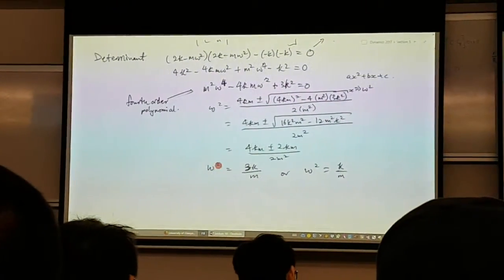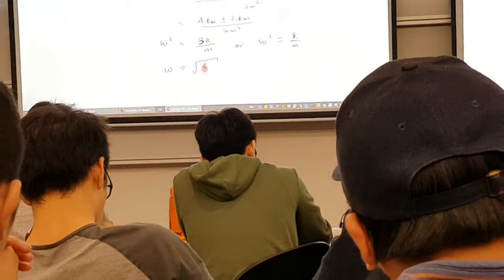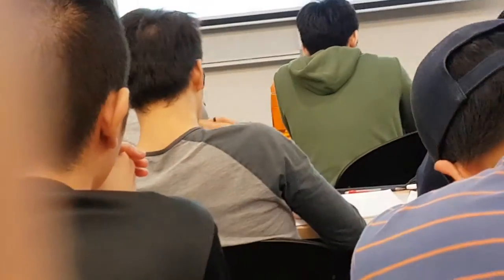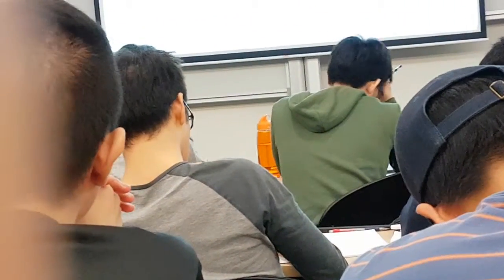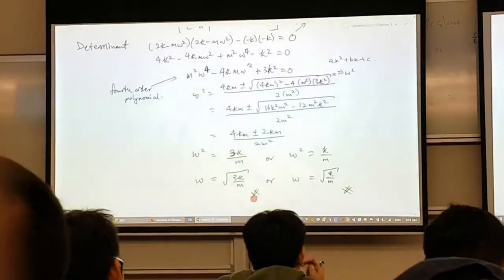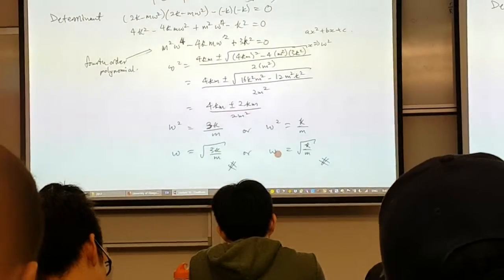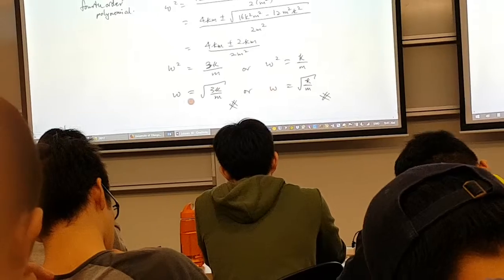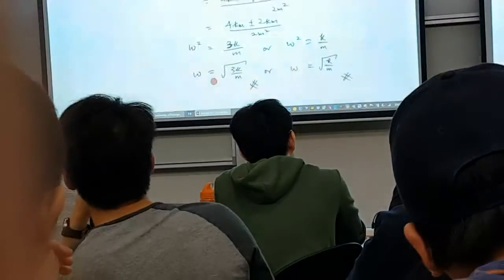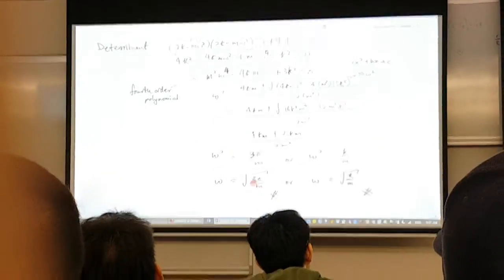So eventually this is squared, so we have to square root it. So your omega is equal to square root 3k over m, or the other omega is equal to square root k over m. So you can see that you have two natural frequencies now, as a two-degree of freedom system should give you. Particularly, this natural frequency and that natural frequency, could you see which one is a smaller one, the right or the left one? Which has a smaller value?